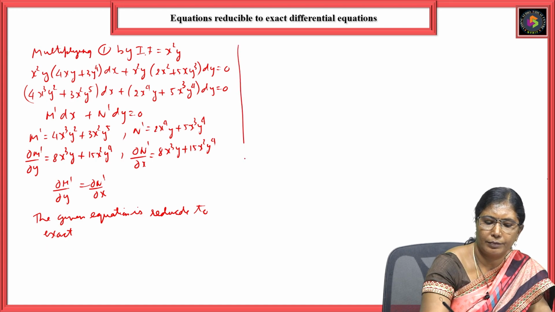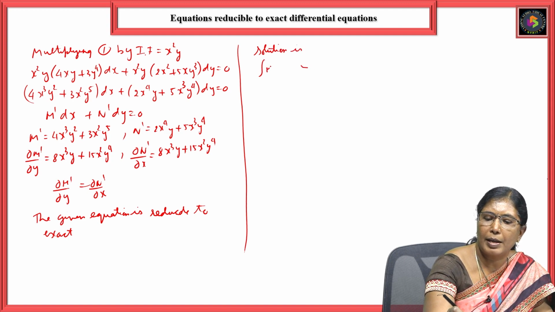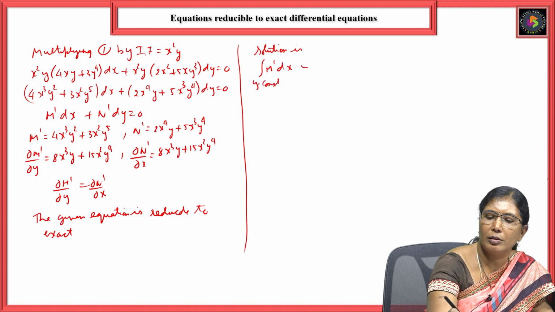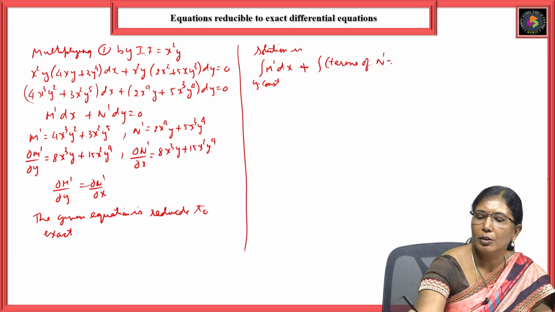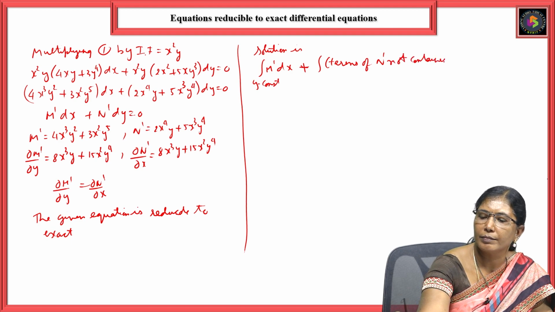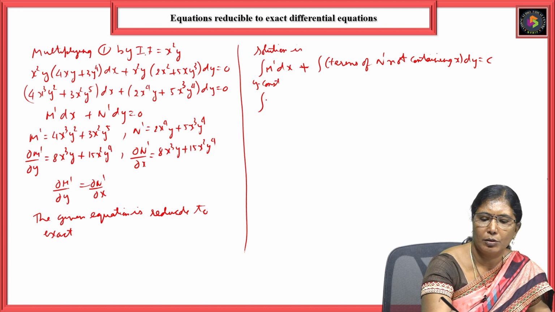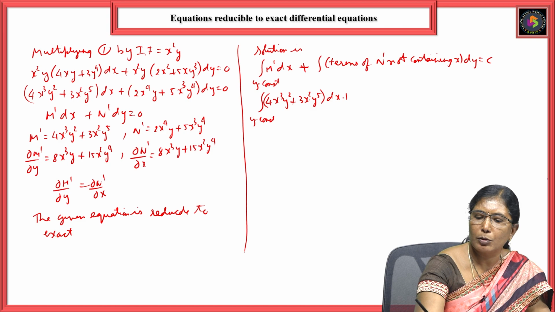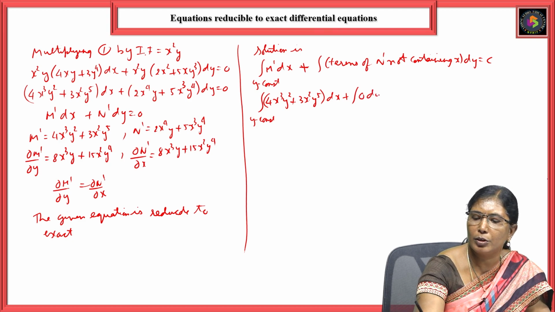So the solution is the integral of m dash dx, keeping y constant, plus the terms of n dash not containing x, dy, is equal to c. So what is m dash? 4x cubed y squared plus 3x squared y to the power of 5 dx, treating y as constant. Plus, what are the terms of n dash not containing x? We don't have any term not containing x, so we take it as 0 dy is equal to c.